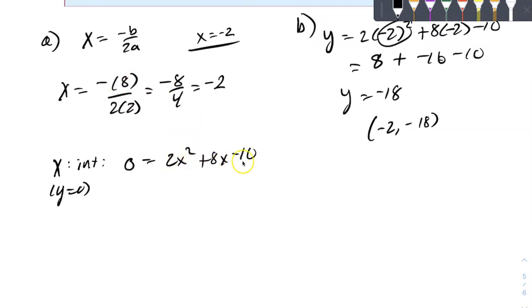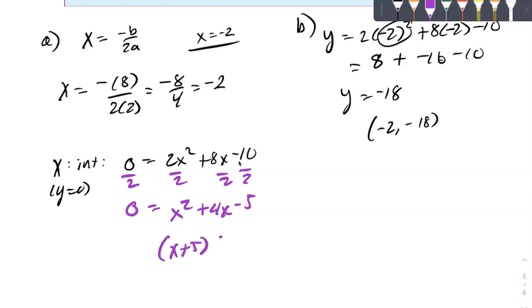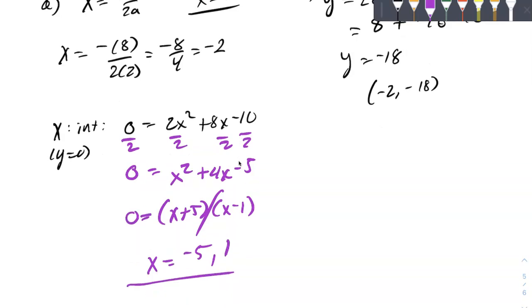I noticed they're all even, so I can divide everything by 2 and make this a little easier. So 0 equals x squared plus 4x minus 5. And now it's actually easy to factor. That is just going to be x plus 5, x minus 1 equals 0. Split it, x equals negative 5 and 1. So those are my x-intercepts.